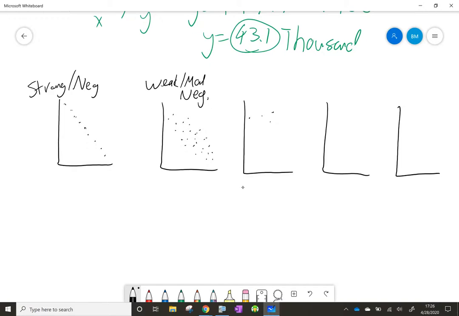The little graph in the middle, I'm going to have no correlation. So it's going to be just a random bunch of points, no pattern to it at all. So no correlation.